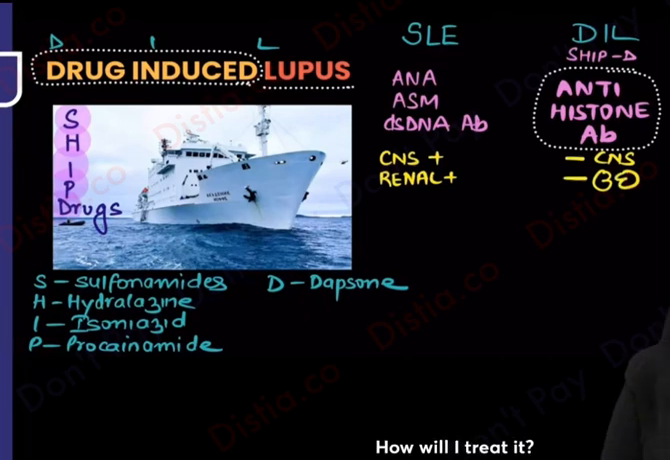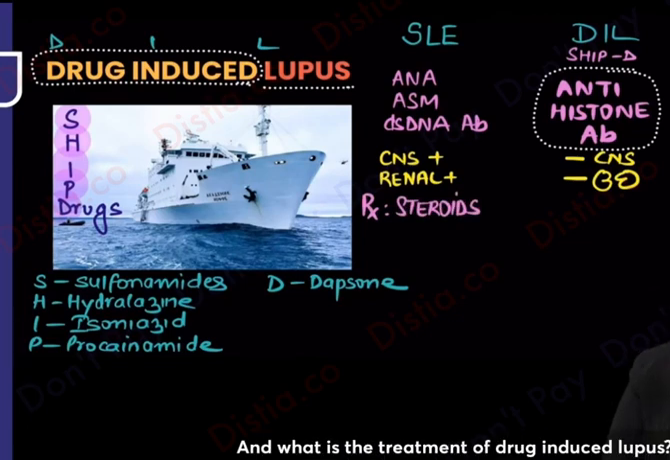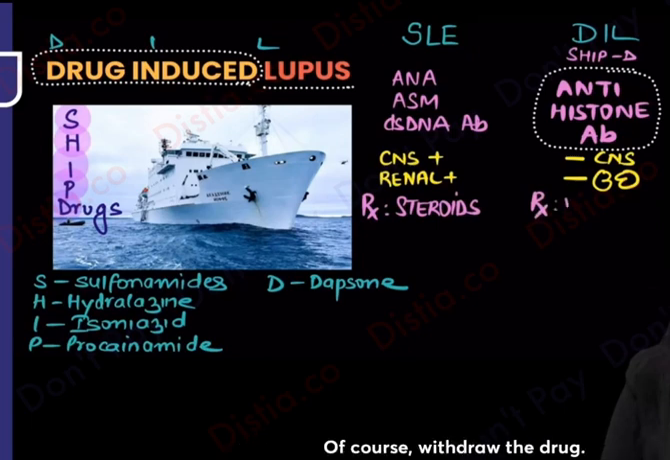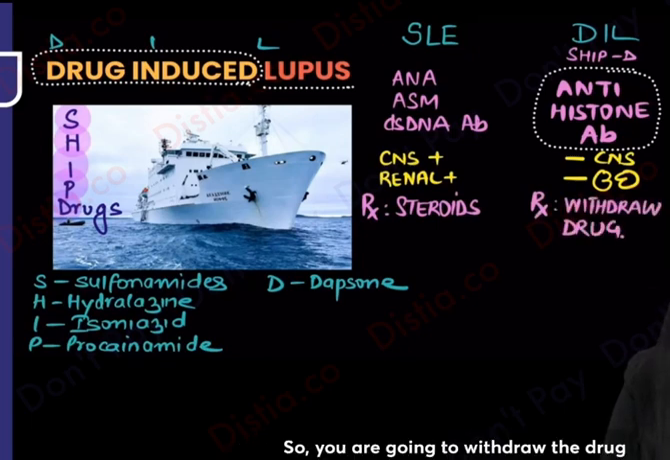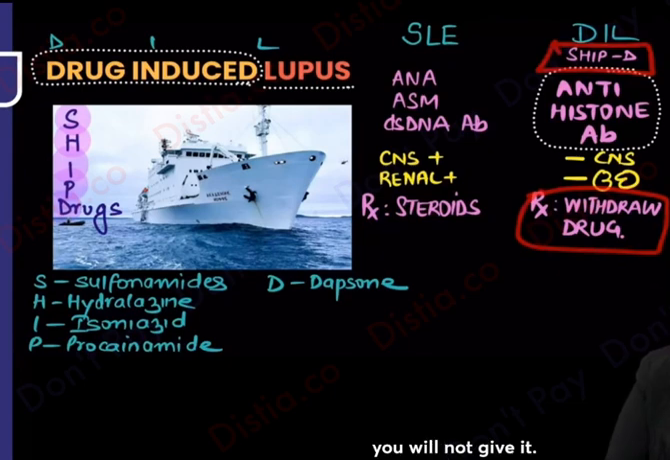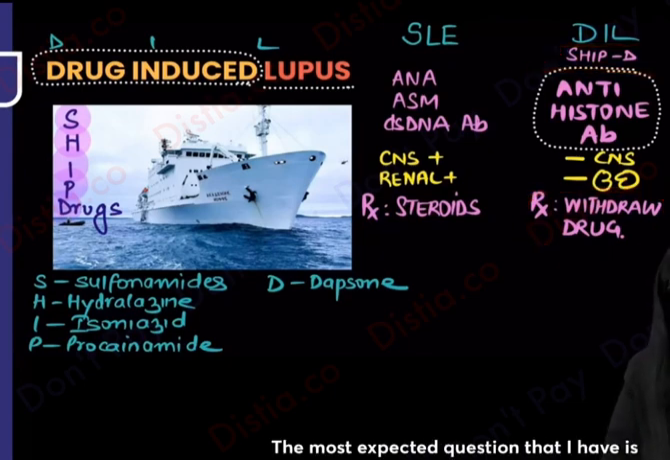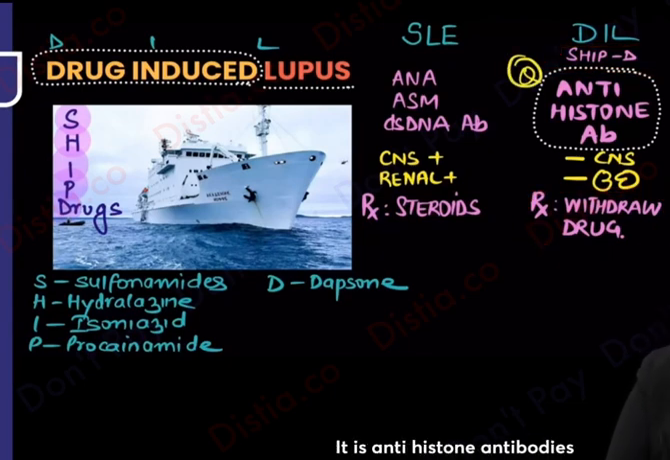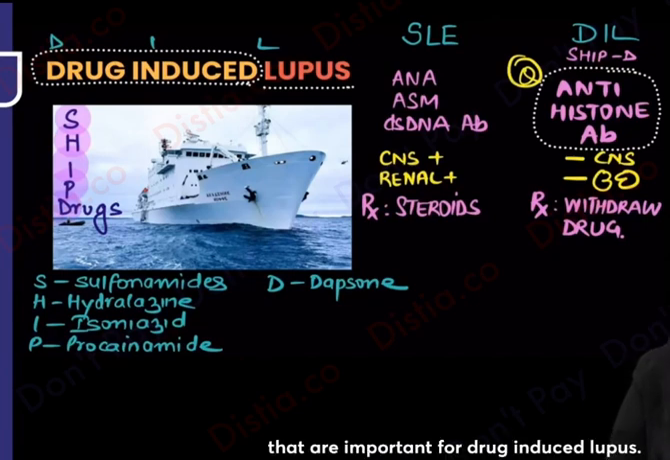How will I treat it? We all know that the treatment of SLE, because it's an autoimmune disorder, you are going to give steroids. And what is the treatment of drug-induced lupus? Of course, withdraw the drug. Treat whatever is the underlying cause. So you are going to withdraw the drug. Repeating, for drug-induced lupus, whatever SHIP drug you were giving, you will not give it. The most expected question that I have is, what is the antibody? It is anti-histone antibodies that are important for drug-induced lupus.